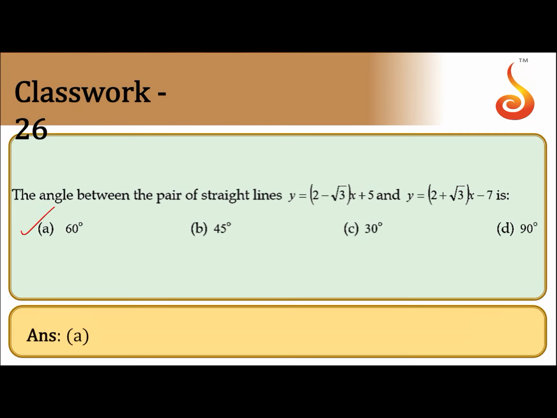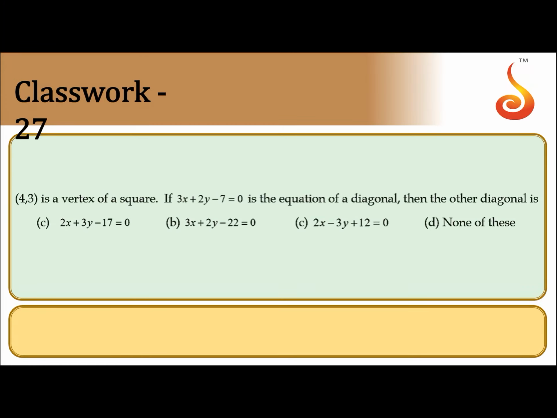Right? Coming to the next one, it is about 4 comma 3 being a vertex of a square. And this is the equation of the diagonal, then the other diagonal.